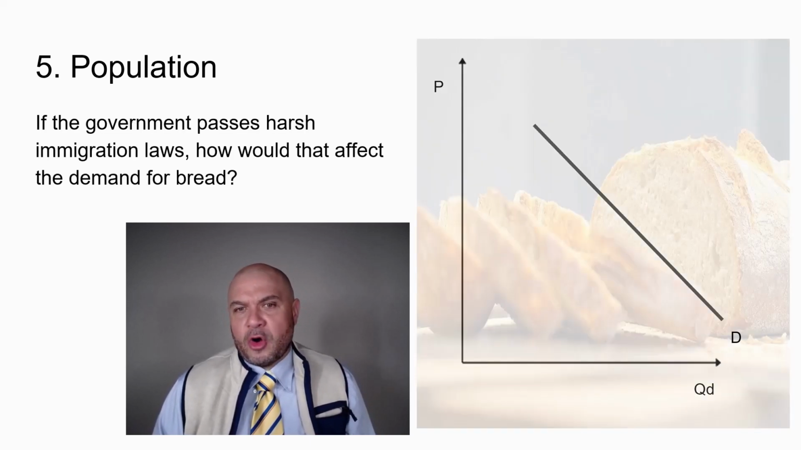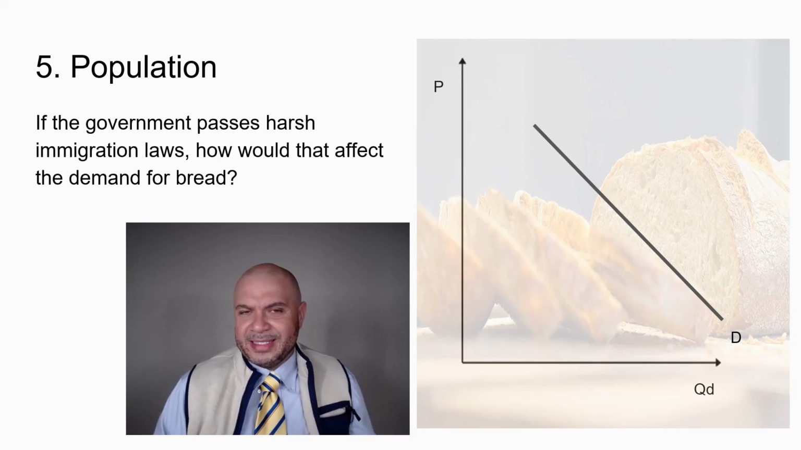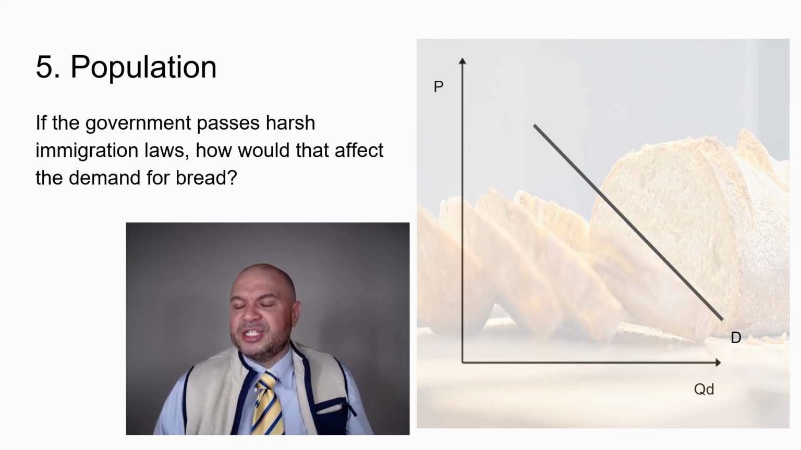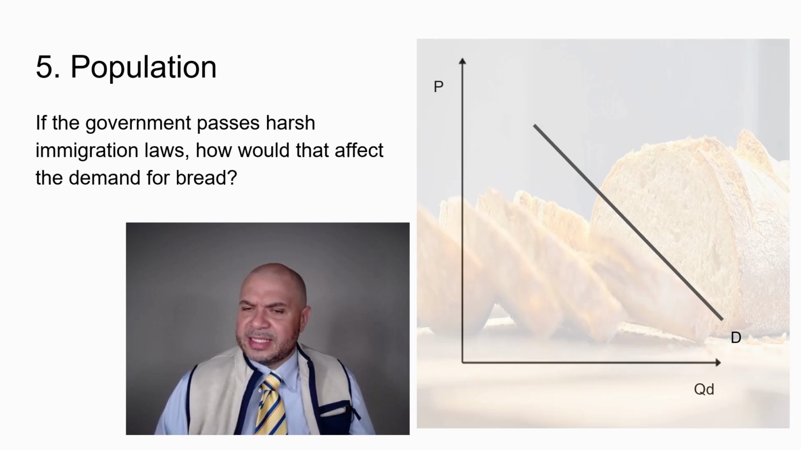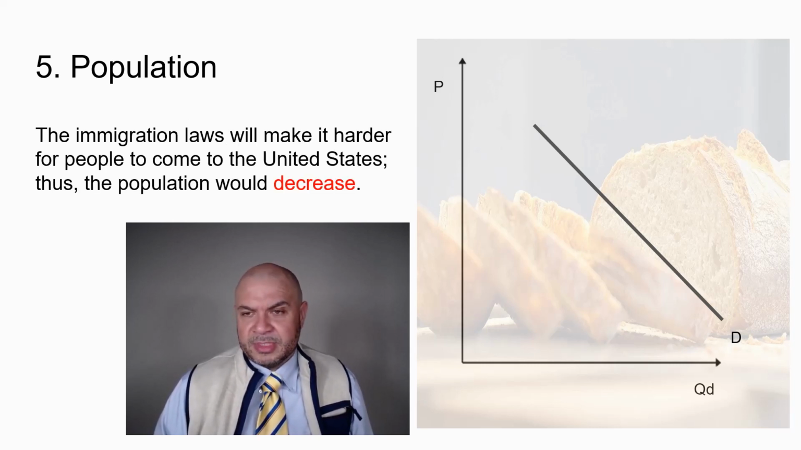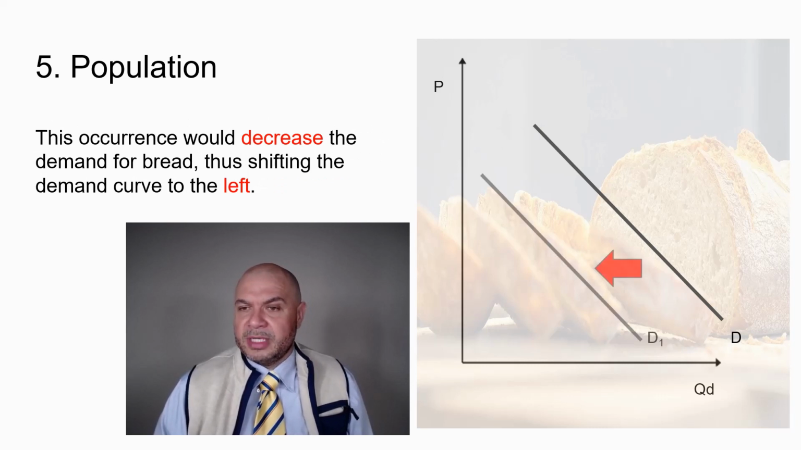If the government passes harsh immigration laws, how would that impact the demand for bread? The way it's worded, don't let it trick you up. If they pass harsh immigration laws, is that making it harder or easier for people to come to the United States? It's making it harder. So presumably the population will decrease, or at least not increase at the same pace, right? So therefore your demand curve will decrease because population is less. So your demand curve will shift to the left.